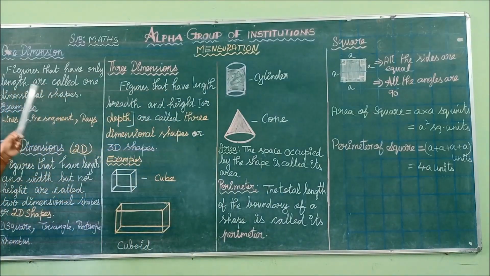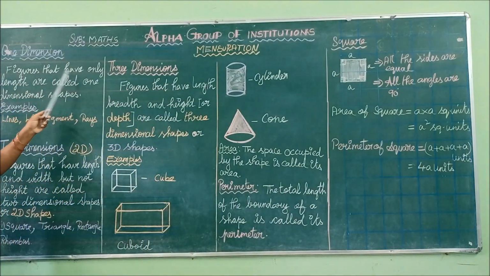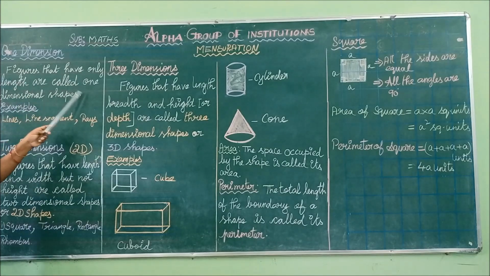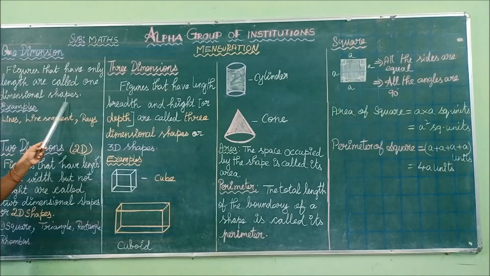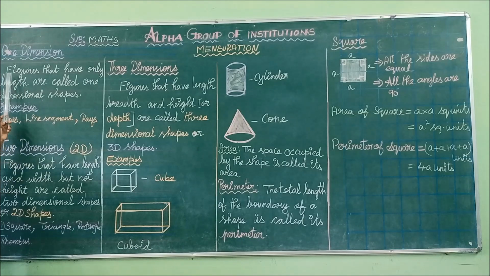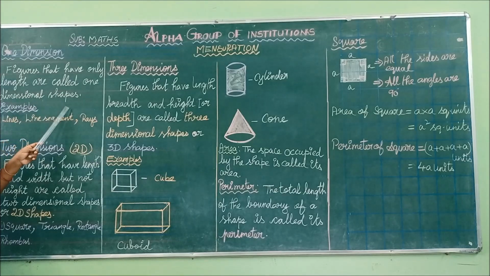Read the definition. Figures that have only length are called one dimensional shapes. Thus, we are saying the figures which have only one dimension, meaning they have only length, no breadth or height. Such shapes are said to be one dimensional shapes. See the example: lines, line segments, rays.